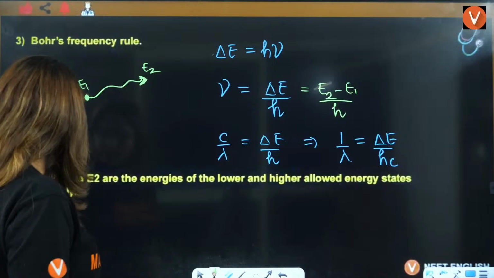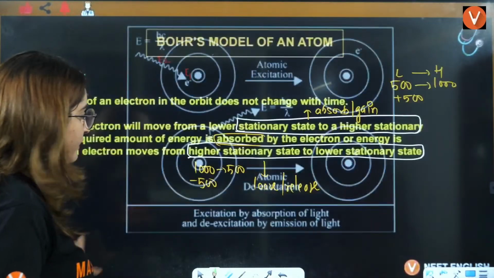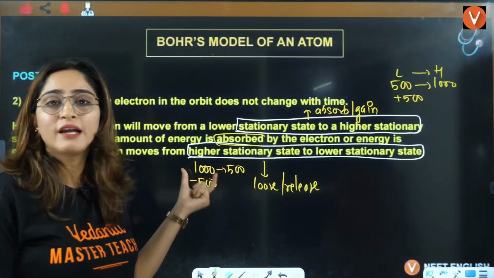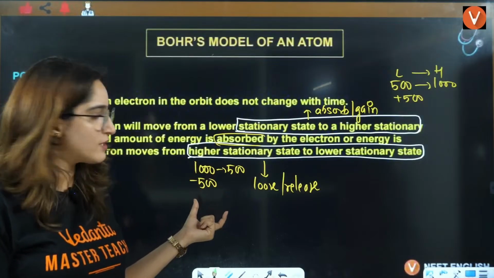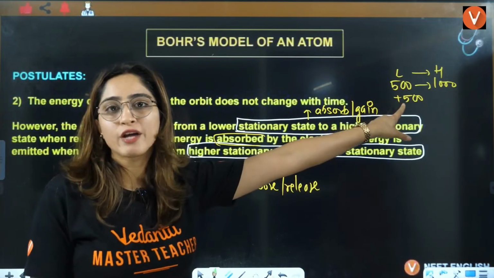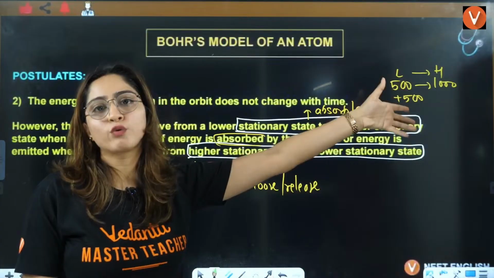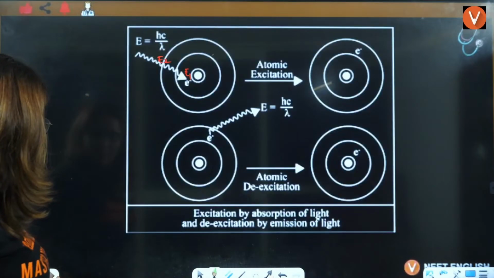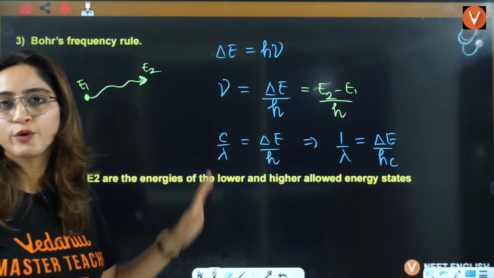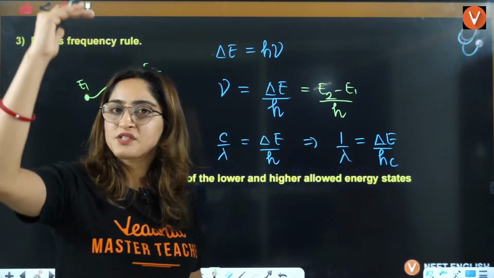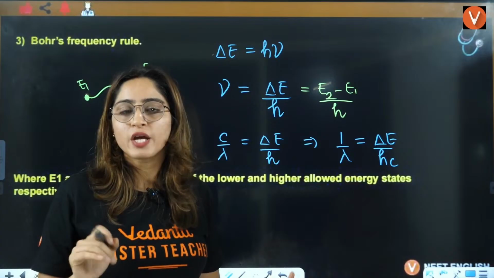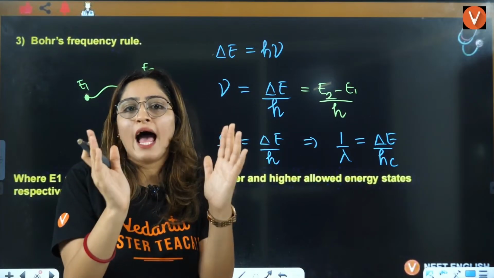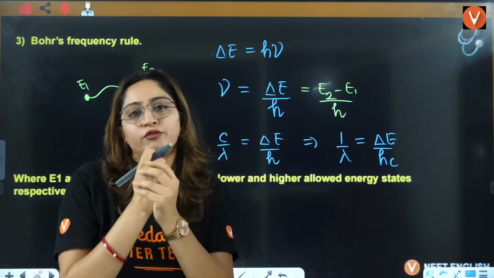Like here we discussed, right, that here it will release 500 rupees, and here it will require 500 rupees. How did I calculate this? By taking the difference here. In a similar way, here also we are doing the same. E2 will have some energy, E1 will have some energy, and the difference is what it will have to pay.